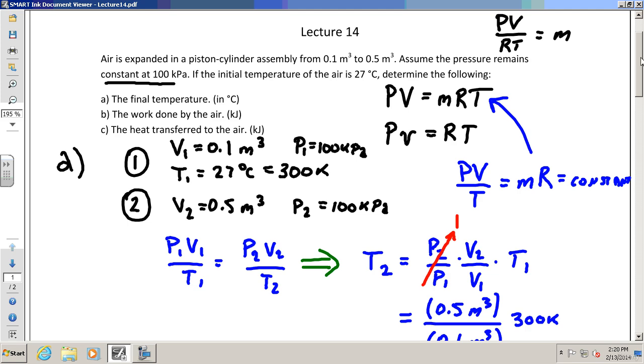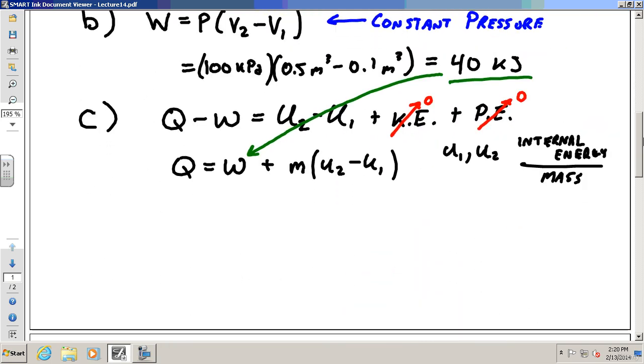Okay, so let's do that. Since PV over RT equals m, I can solve for m like this. I'm going to just rewrite this: PV over RT is equal to m. So what's my pressure? I could use the initial states or the final states. Let's just go with the initial states. My initial pressure is 100 kPa, which is the same as the final pressure. My initial volume is 0.1 meters cubed.